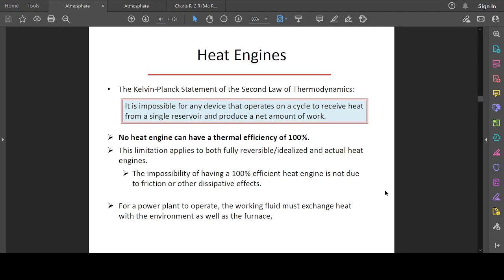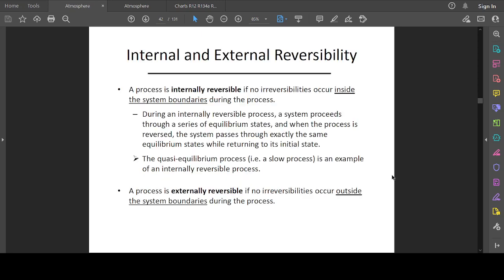So this limitation applies to both fully reversible, idealized, and actual heat engines. The impossibility of having 100% efficiency in a heat engine is not due to friction or other dissipative effects. For a power plant to operate, the working fluid must exchange heat with the environment as well as the furnace. So there are other factors that affect the possibility of achieving 100% efficiency.